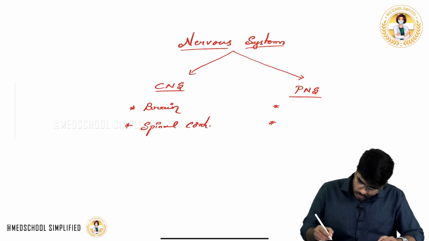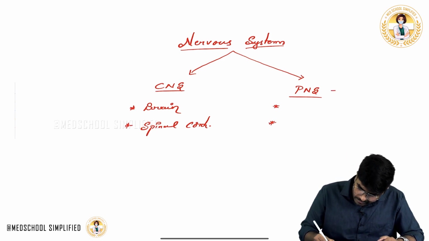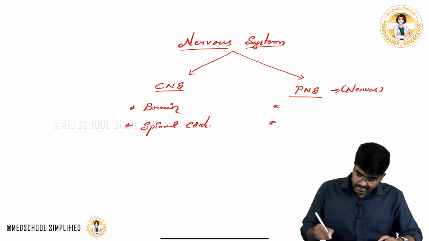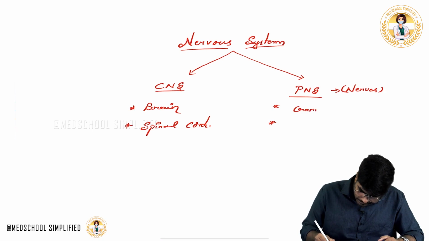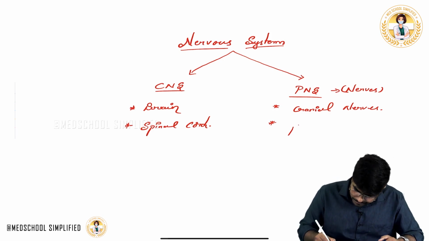Now, what are coming under peripheral nervous system? Peripheral nervous system include nerves. Now, which nerves? Cranial nerves, and peripheral nerves are the spinal nerves.